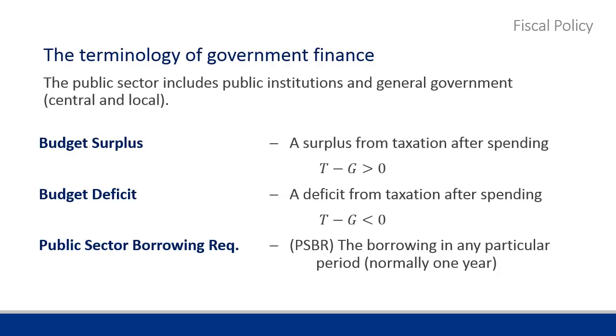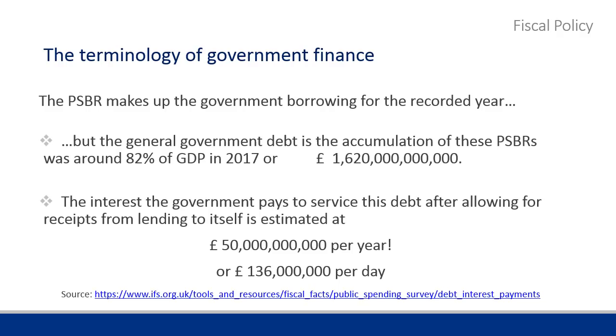So the borrowing required for a particular period, annually, would be something we know as the public sector borrowing requirement. That's the difference between T and G in any one year. Of course, the accumulation of PSBRs, public sector borrowing requirements, is going to make up a level of general government debt. So if the government borrows money in one more period, debt will increase, but if the government manages not to spend all of this revenue, then the PSBR would be negative and general government debt would decrease.